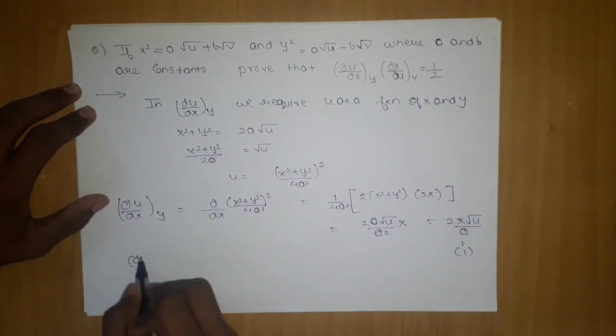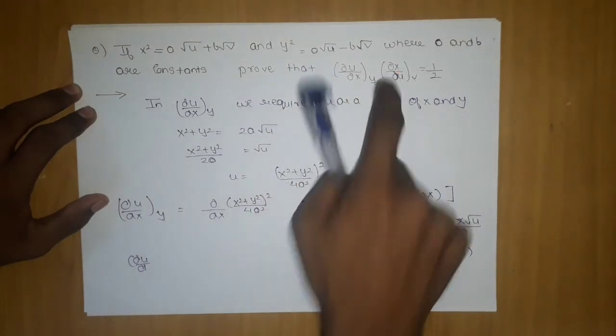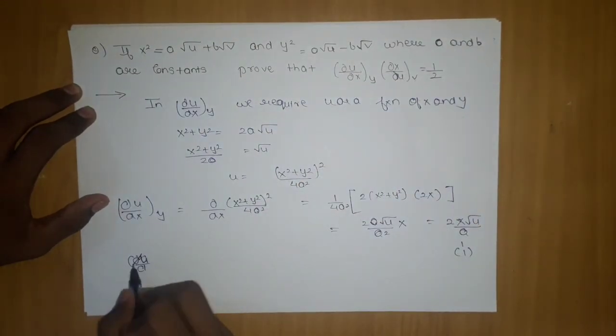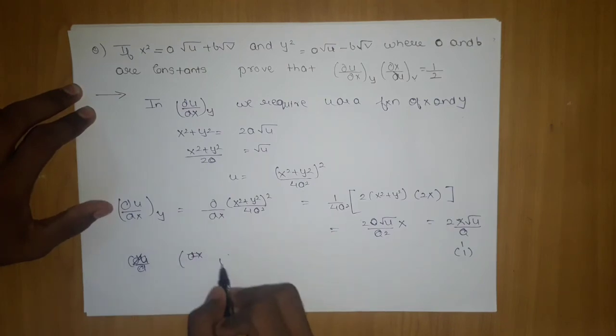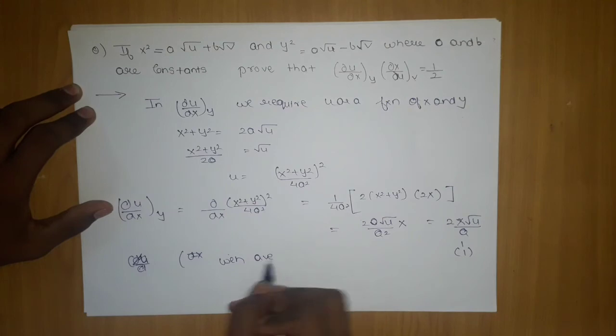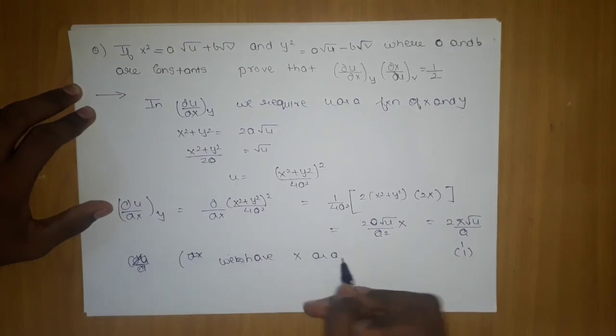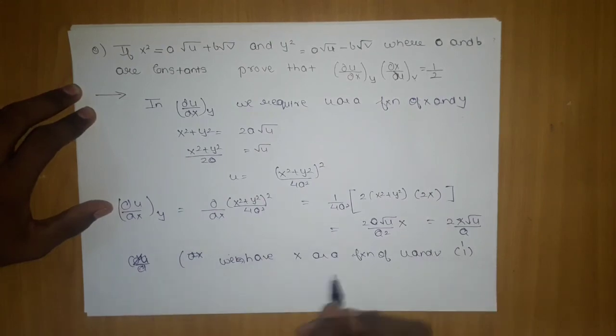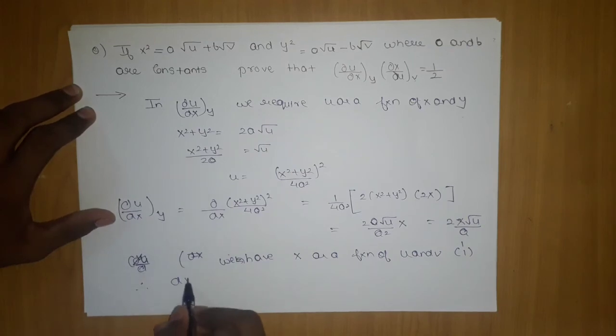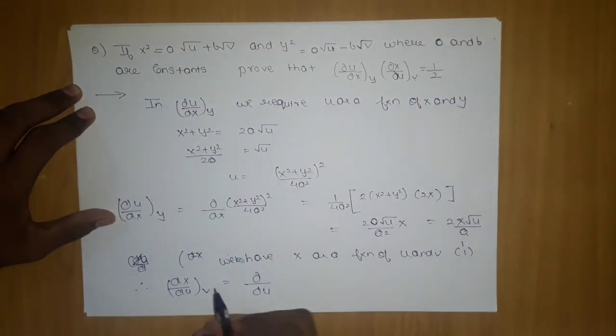Next, what we are going to do: we got this thing, now our target should be this. We have x as a function of u and v. Therefore ∂x/∂u keeping v constant is nothing but ∂/∂u. We can write this equation, which is what?